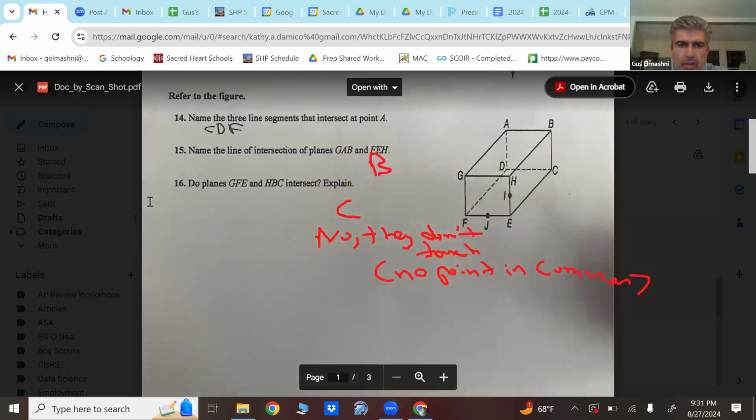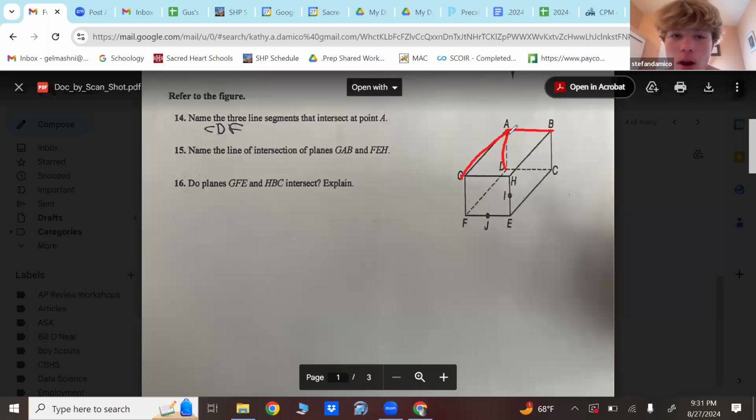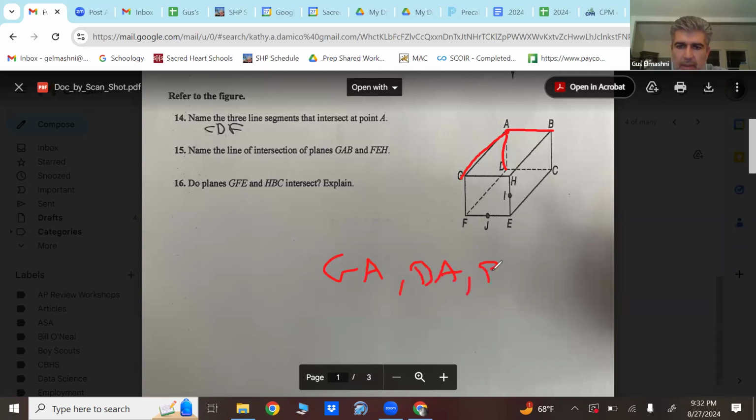Refer to the figure here. Name the three line segments that intersect at point A. So there's three places to meet here, and we could do DF, C, or so GA, DA, and BA.